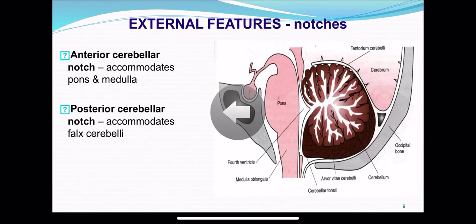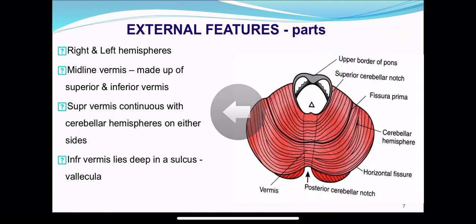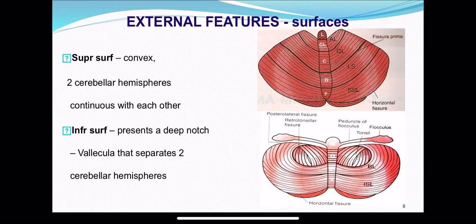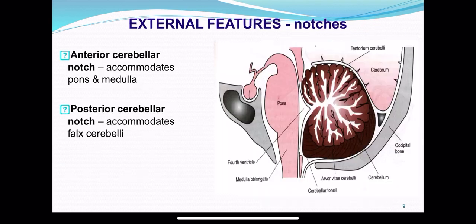Having gone through so many slides for the external features, let's do a quick recap once again. It's made up of three parts: right and left hemispheres and midline vermis. Superior vermis and inferior vermis are the subdivisions of the midline vermis. Superior vermis can be seen from the superior view and inferior vermis lies deep in a sulcus, the vallecula. Two surfaces: superior surface, along which the two cerebellar hemispheres are continuous with each other. Inferior surface presents a deep notch, the vallecula, that separates the two cerebellar hemispheres.